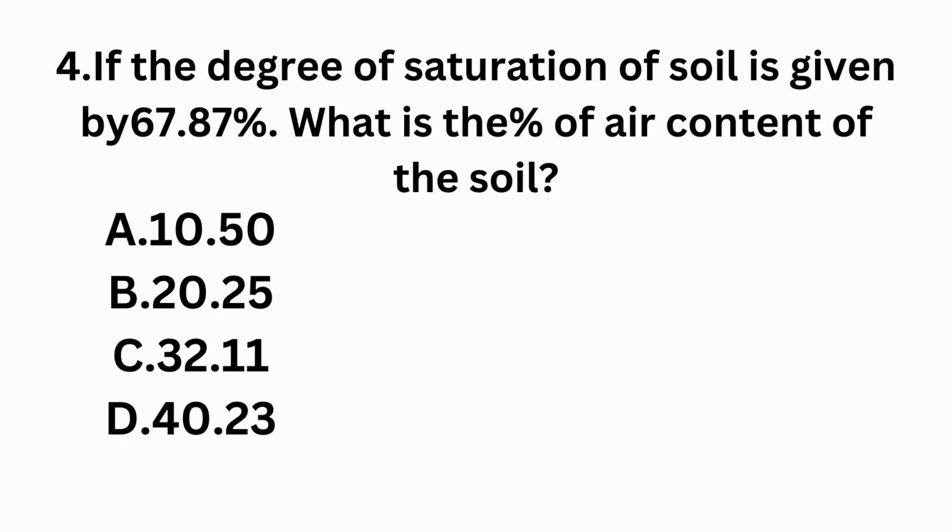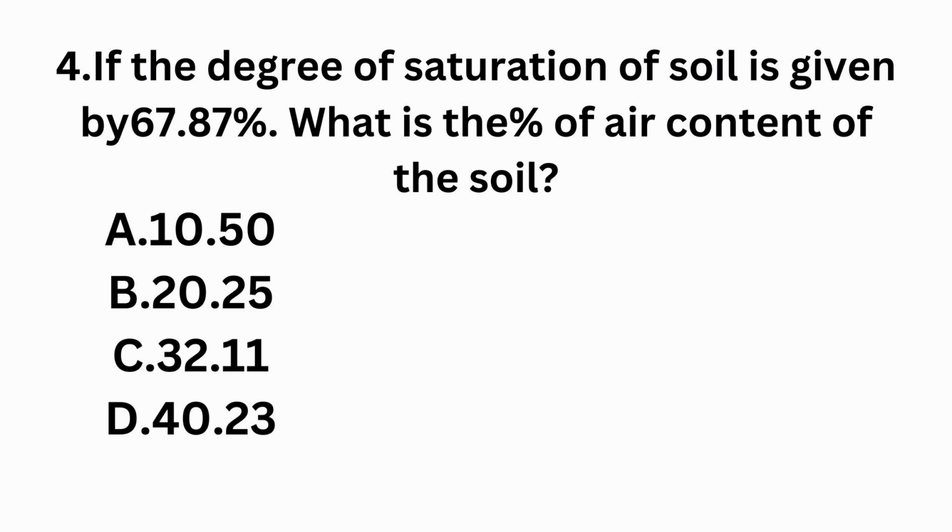Question number 4. If the degree of saturation of soil is given by 67.87%, what is the percent of air content of the soil? A. 10.50, B. 20.25, C. 32.11, and D. 40.23. The degree of saturation is the ratio of volume of water to the volume of voids, and the range lies between 0 to 1.